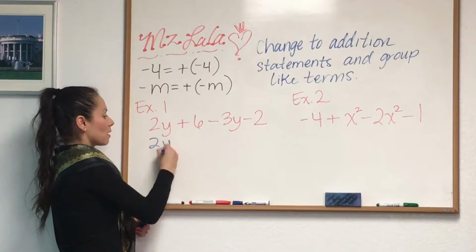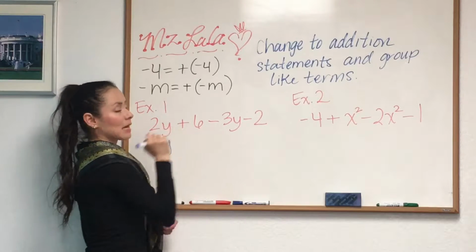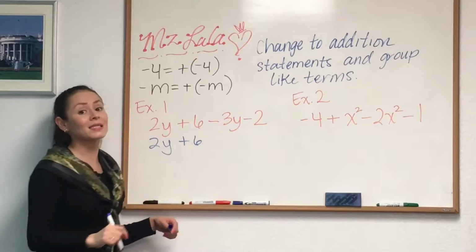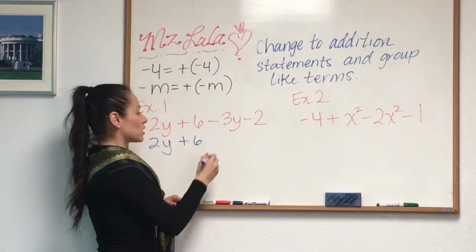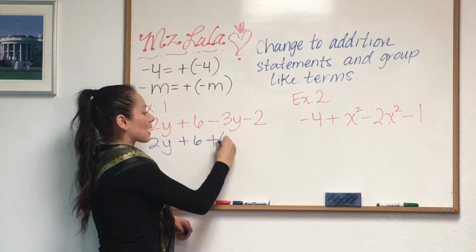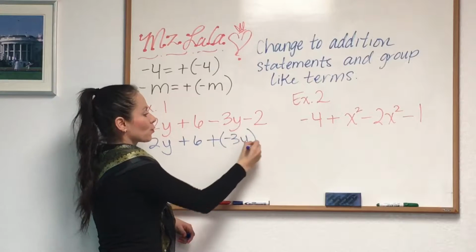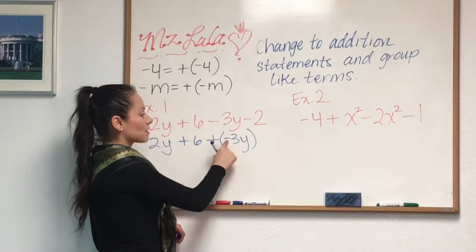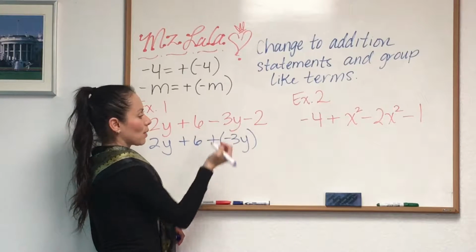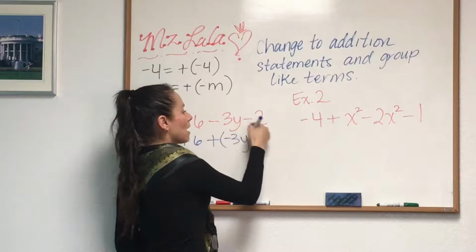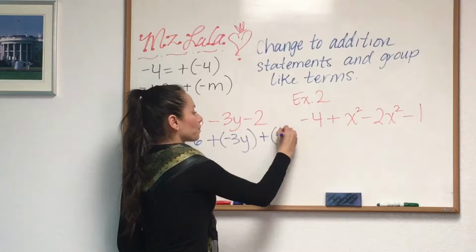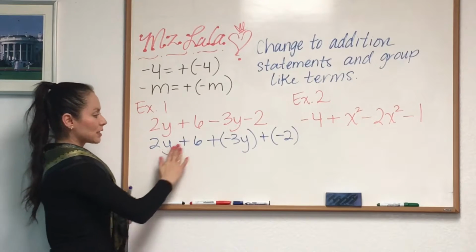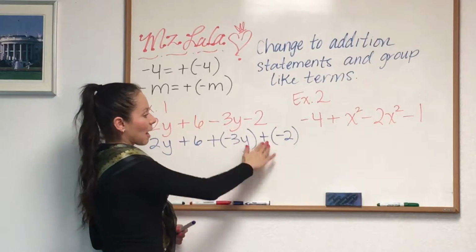2y is already plus 2y, so we're just going to bring that down. This is already plus 6, we're going to bring that down, but then right here we have minus. So we need to change that to an addition statement, which would be exactly the same as negative 3y. Again, keeping it equivalent to each other. Exactly the same as negative 3y is still negative 3y, so we have not changed anything at all. And then same situation here, which would be exactly the same as negative 2. So now it's an addition statement, add, add, add.